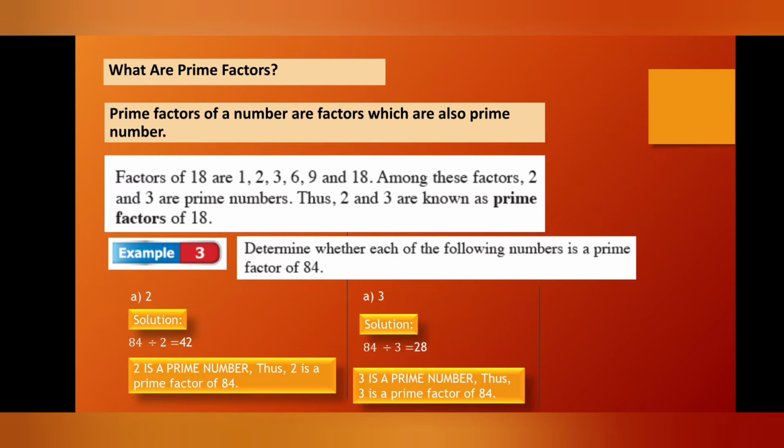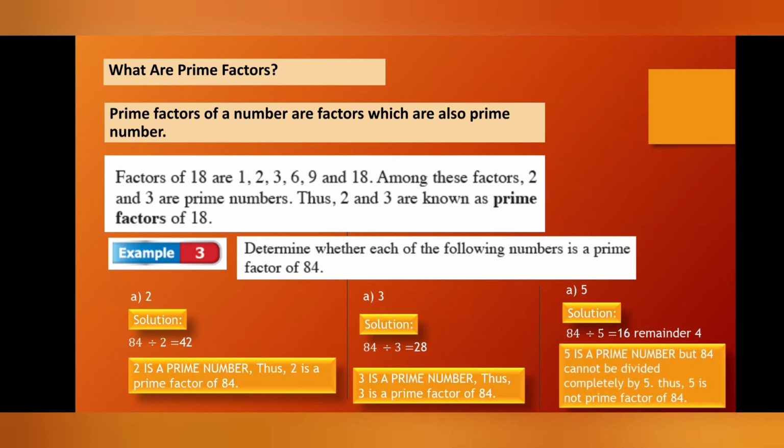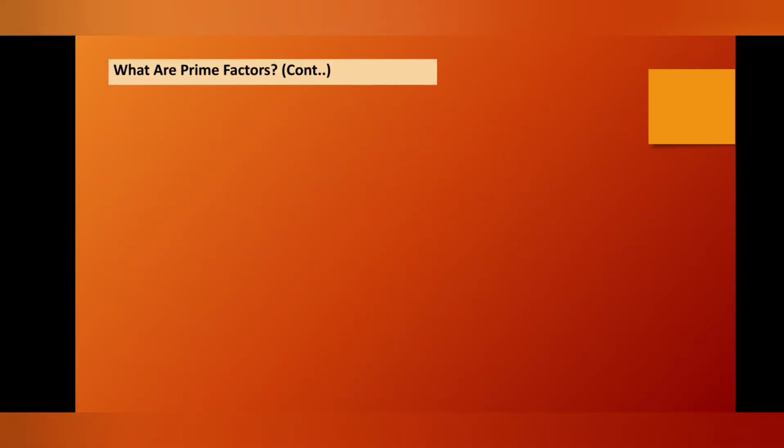Let's look at C. We need to determine whether 5 is a prime factor of 84. Solution. 84 divided by 5 equals 16, remainder 4. 5 is a prime number, but 84 cannot be divided completely by 5. Thus, 5 is not a prime factor of 84. What are prime factors?